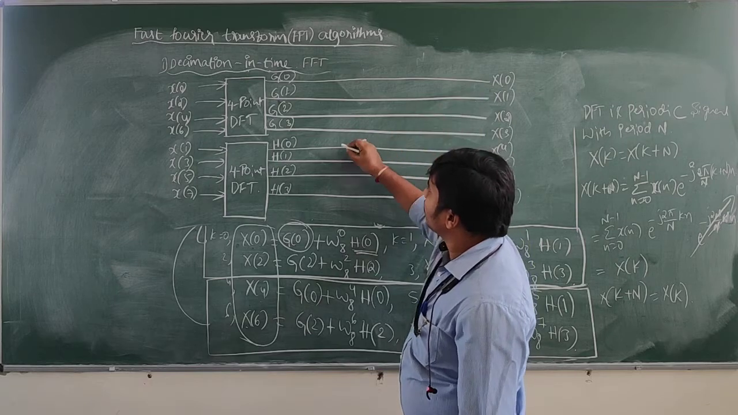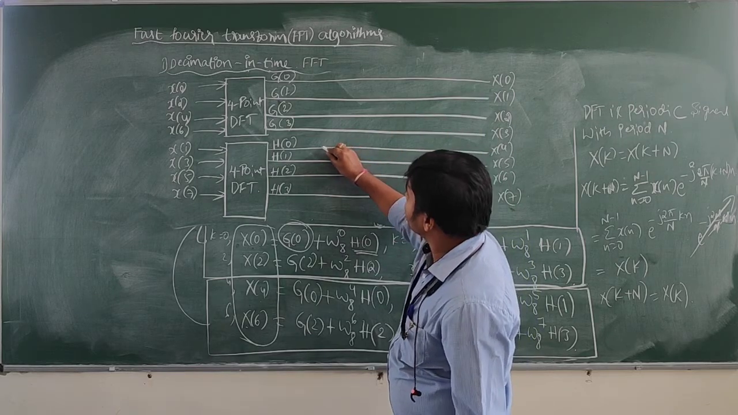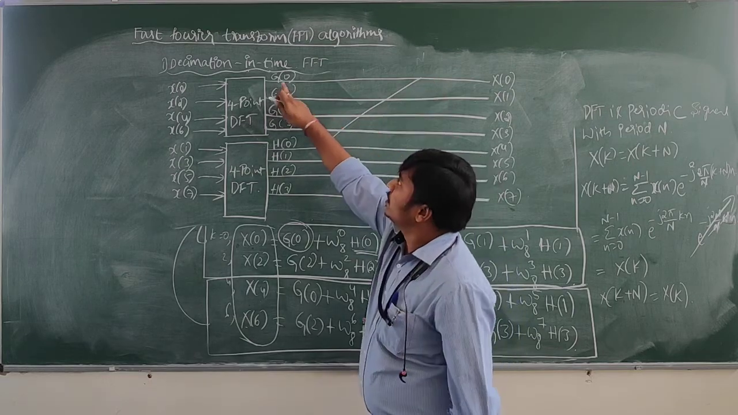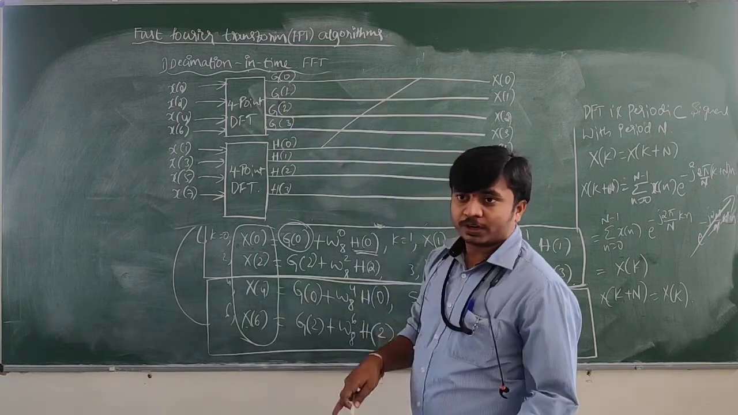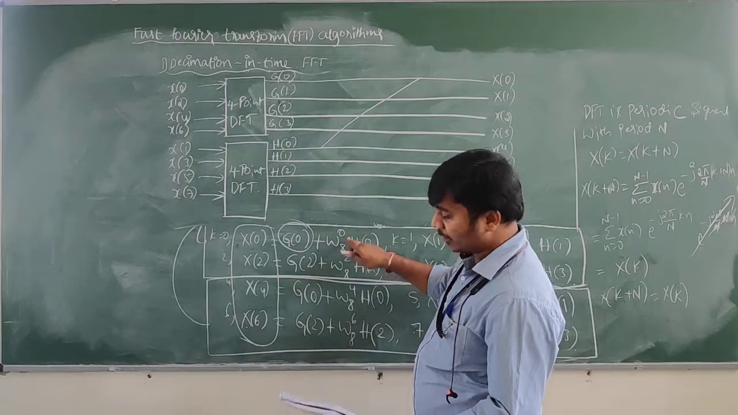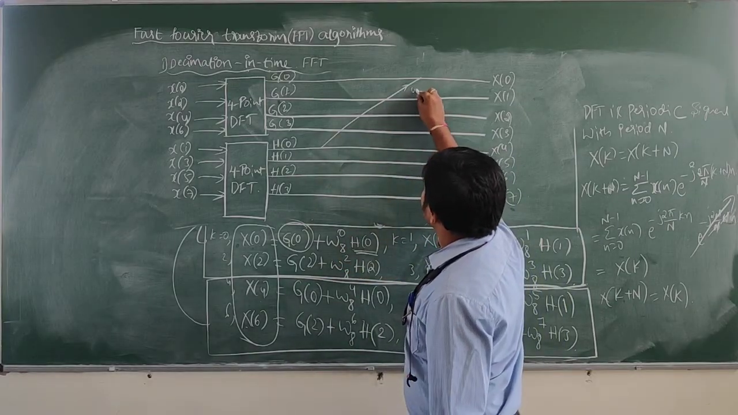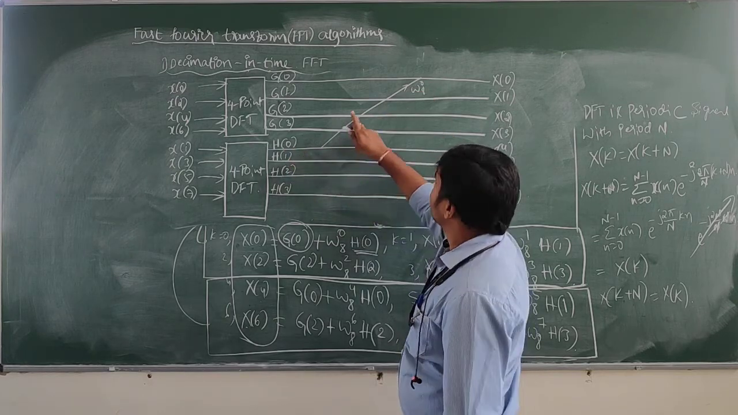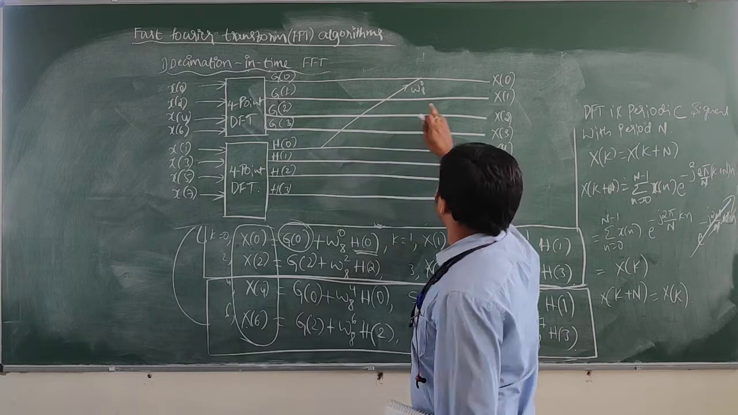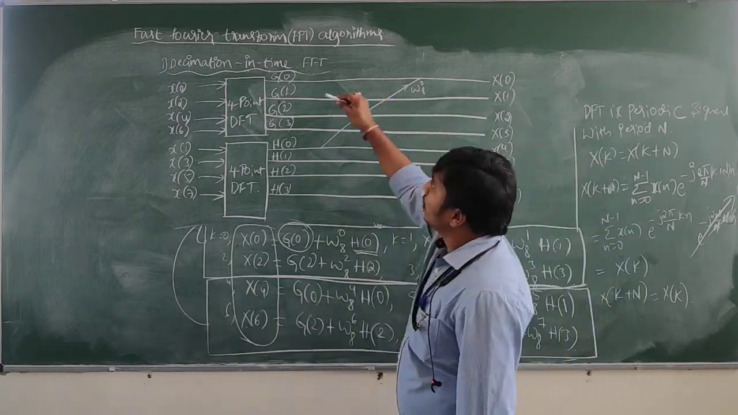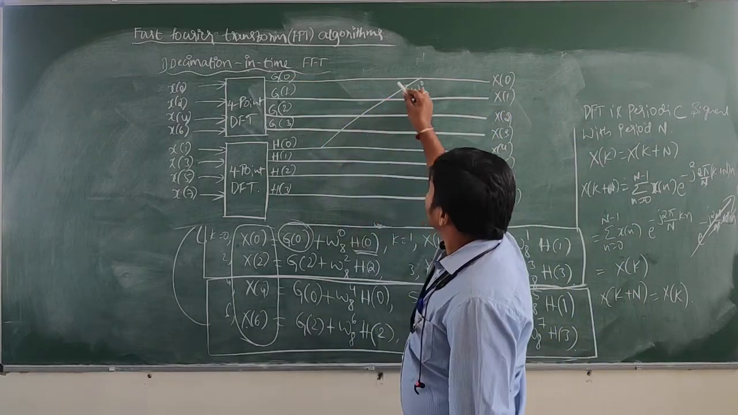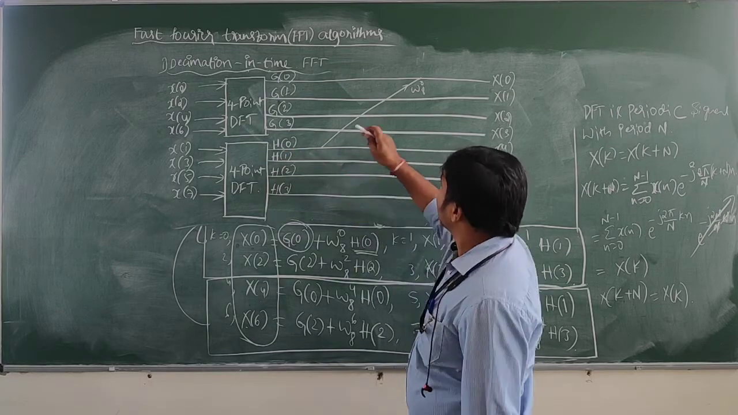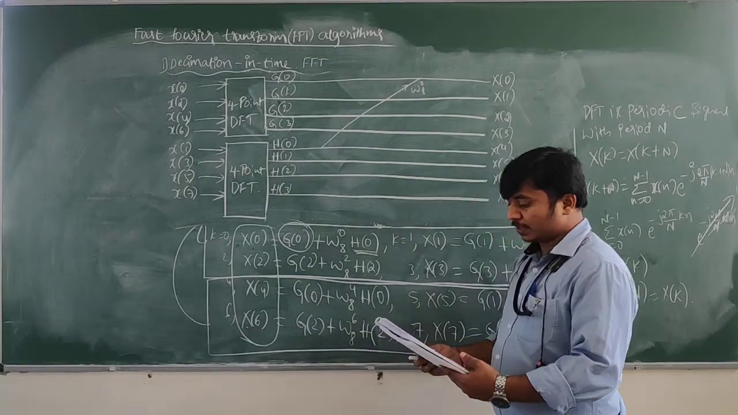So therefore, multiply w8 power 0 to this h of 0. So therefore what happened? Now x of 0 is equal to g of 0 plus w8 power 0 into h of 0. That will give us the x of 0.